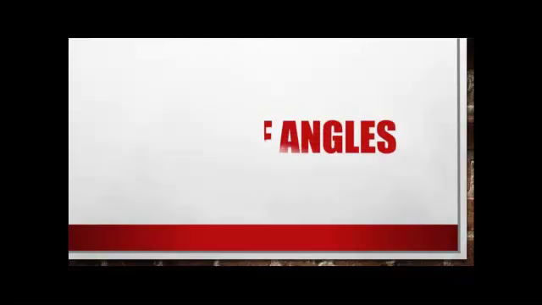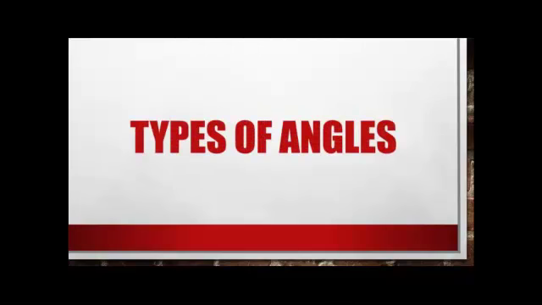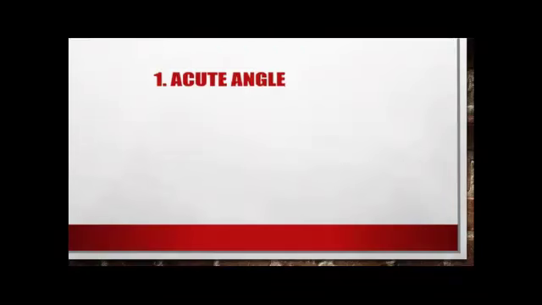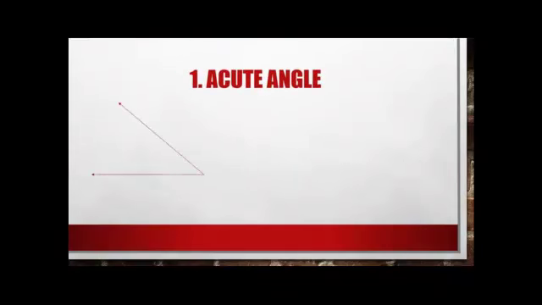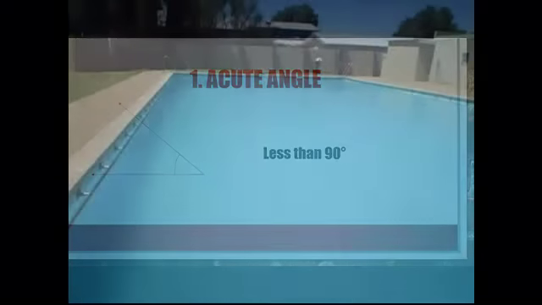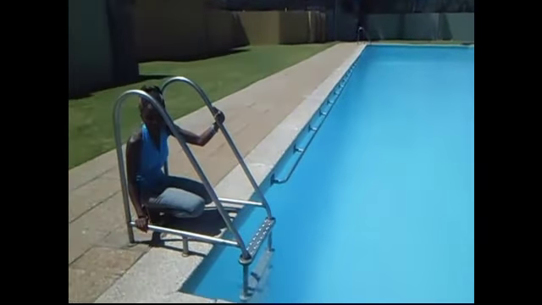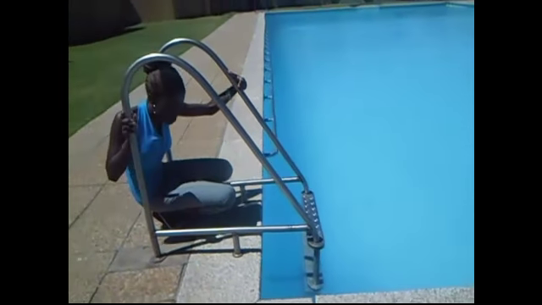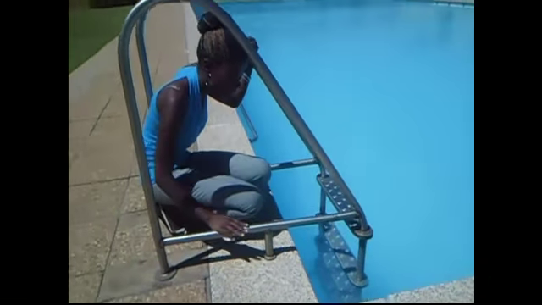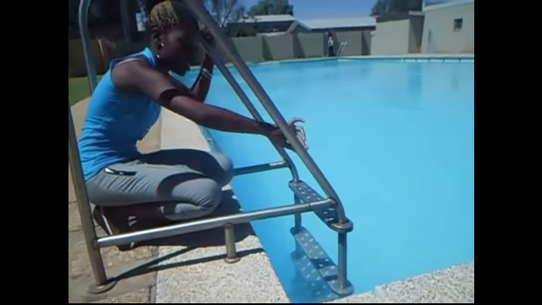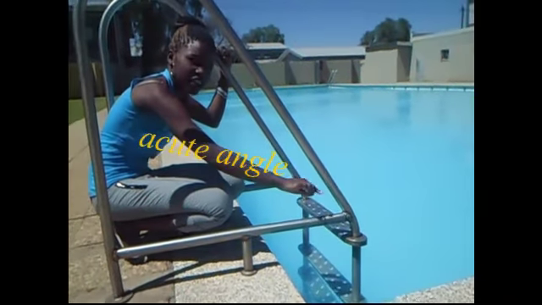Let's look at different types of angles. Number 1, acute angle. That's the drawing of an acute angle. That is how we indicate an acute angle. It is less than 90 degrees. Let's look at some real life examples of an acute angle. In a swimming pool, we can also see an acute angle formed by this metal and this one. The angle between here is an acute angle.